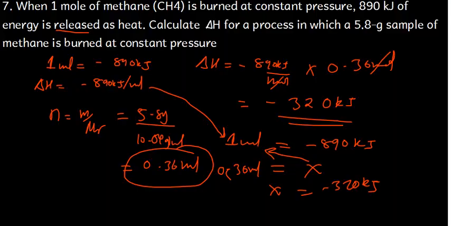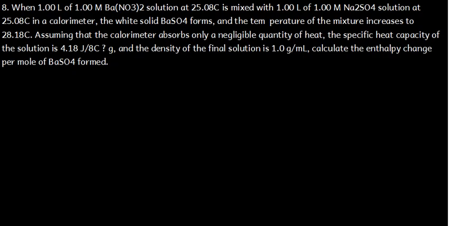Alright, last question then. We've been given when 1 liter of 1 molar barium nitrate solution at 25.08 degrees Celsius is mixed with 1 liter of 1 molar sodium sulfate at the same temperature in a calorimeter. What you are going to see is a barium sulfate which is formed. Okay, and the temperature of the mixture increases to 28 point.